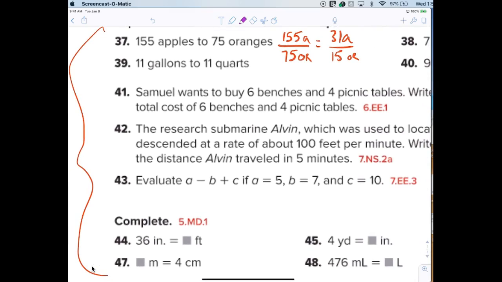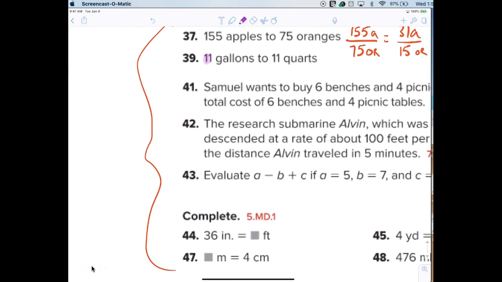Quarts and gallons. Who remembers the relationship between a quart and a gallon? Yes, 4 quarts to a gallon. Is everybody okay with that? 4 quarts to a gallon. So if I have 11 gallons, I have how many quarts? 44. So now everybody's going to write down on their paper 44 quarts to 11 quarts.